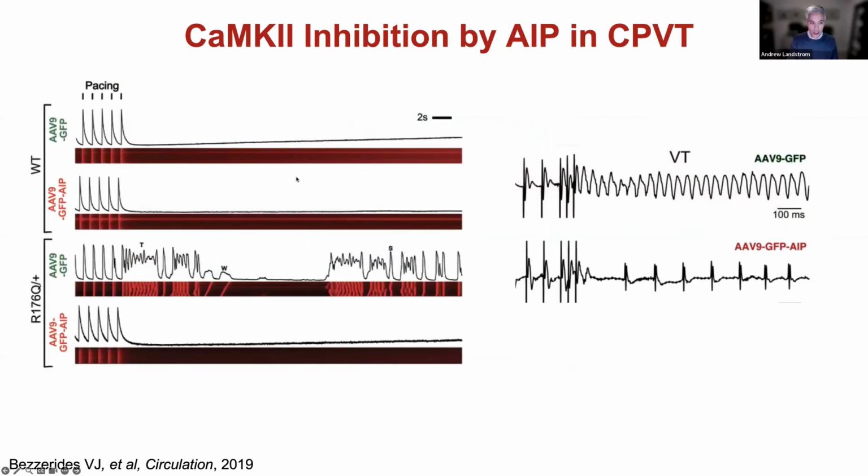And so what you're looking at here, these are actually heart cells to the left that are being paced. Those flashes, those upward strokes are beats of each of those heart cells. And they actually gave these to mice. And as you can see, the mice who had CPVT had all kinds of arrhythmias.